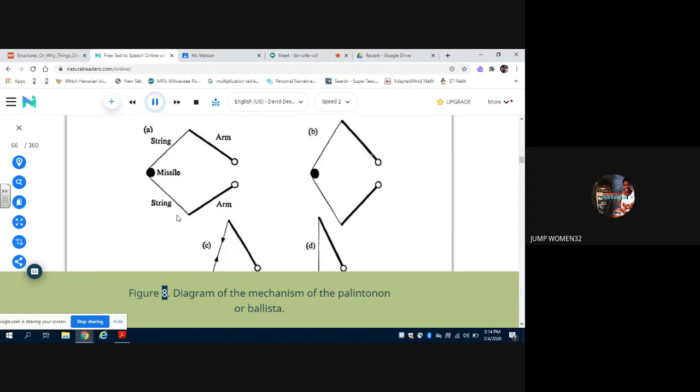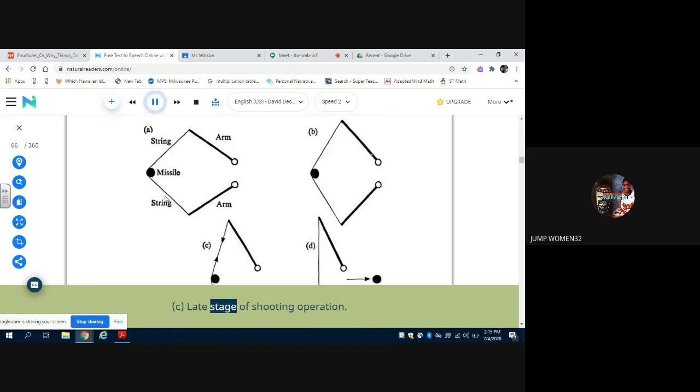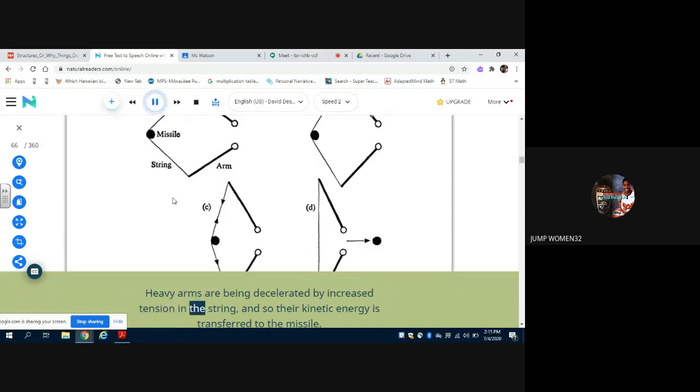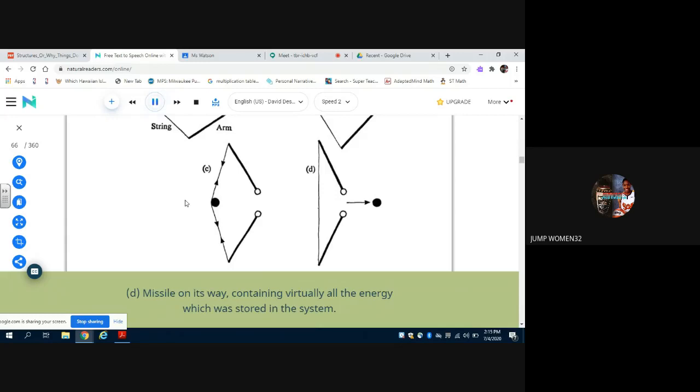Figure 8. Diagram of the mechanism of the palintonon or ballista. A. Ready to shoot. All the energy is stored in the tendon springs. B. Early stage of shooting operation. Heavy arms are being accelerated and so pick up much of the energy from the springs. C. Late stage of shooting operation. Heavy arms are being decelerated by increased tension in the string, and so their kinetic energy is transferred to the missile. D. Missile on its way, containing virtually all the energy which was stored in the system.